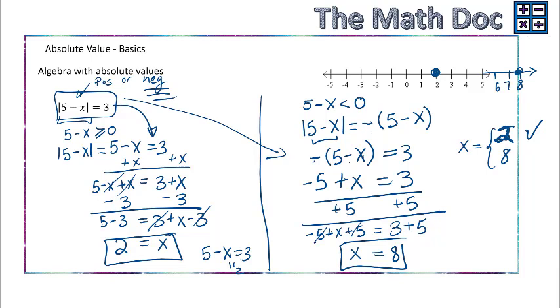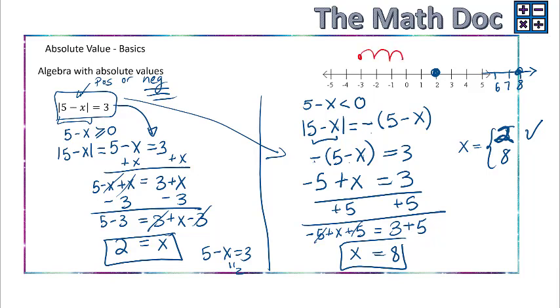What about 8? Well, 5 minus x, with x being 8, is negative 3, right? 8 is 3 units larger than 5. So 5 minus 8 is minus 3. But what is the absolute value of minus 3? Let's look at that on the number line right here, minus 3 in red. It's 1, 2, 3, right?